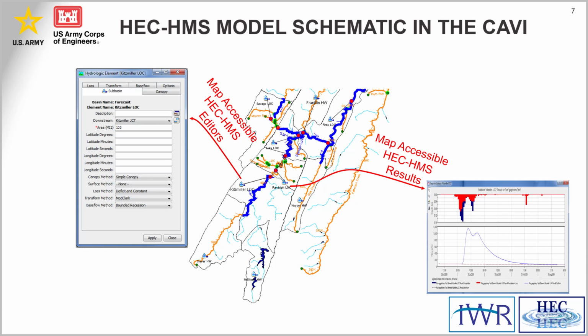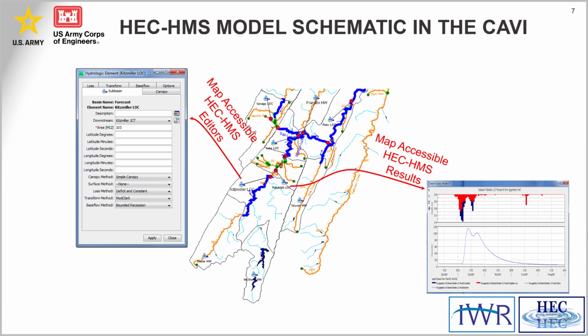So we could edit the parameters. That's what's showing up on the left side if we wanted to. And then we also get options for viewing the graphs, the time series table, or the summary table. So we can see generally what we need to see for the calibration process from the CAVI and not have to go to the HMS application itself.